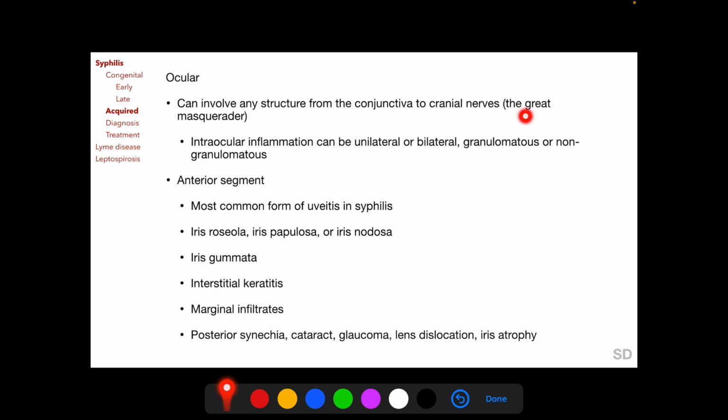As we have mentioned, syphilis is a great masquerader and can involve any structure of the eye, from the conjunctiva to the cranial nerves. An intraocular inflammation can be unilateral or bilateral, granulomatous or non-granulomatous. Anterior segment involvement is the most common form of uveitis in syphilis and includes lesions such as iris roseola, which are small vascular lesions of the iris, gummata, interstitial keratitis like congenital syphilis, and complications such as posterior synechia, cataract, glaucoma, lens dislocation, and iris atrophy.